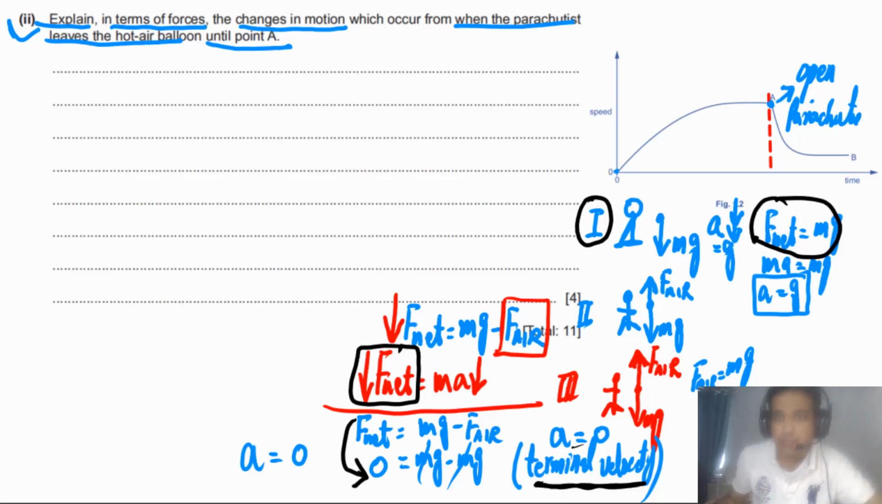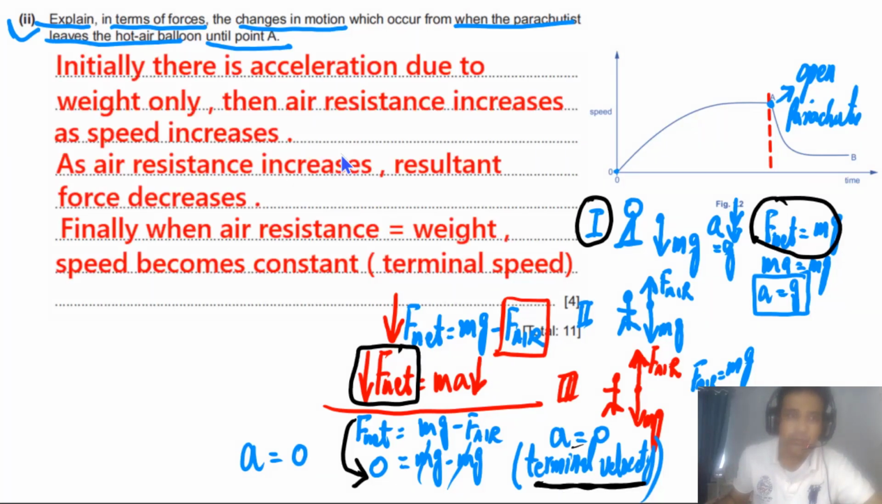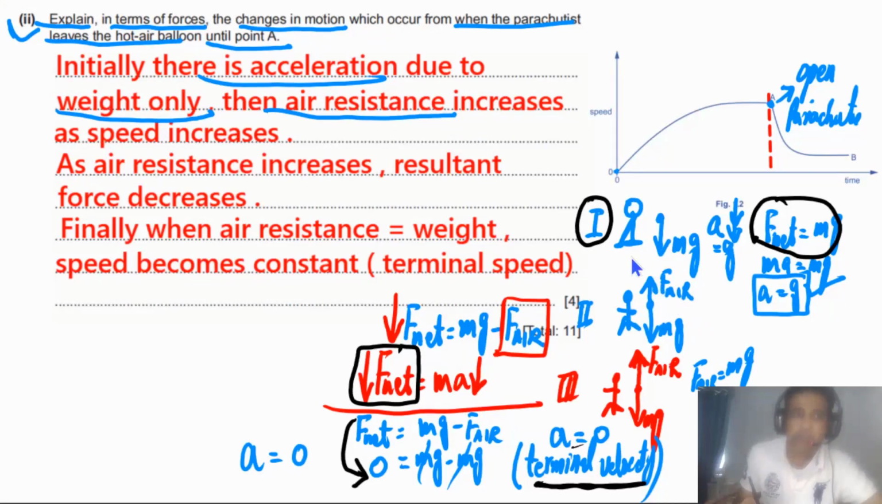Now let me show you the answer, how you can write down your final answer. In your final answer, you have to mention these points. You can say, first of all, initially there is acceleration due to weight only. So we have seen resultant force initially is equal to mg, so a is equal to g. Then air resistance increases, as we have discussed here. Air resistance increases as speed increases. As air resistance increases, resultant force decreases. We have discussed this point here.